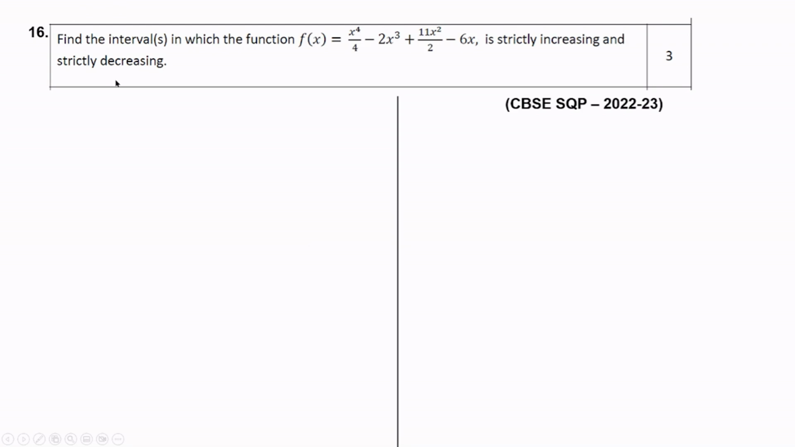Moving on. Now these are the questions from this year's sample paper. We have this question for 3 marks. Find the intervals in which the function f of x equal to x raised to 4 by 4 minus 2x cube plus 11x square by 2 minus 6x is strictly increasing and strictly decreasing. The same question is given as an example in the CBSE Handbook. So here we have to find the intervals in which this function is strictly increasing and strictly decreasing.